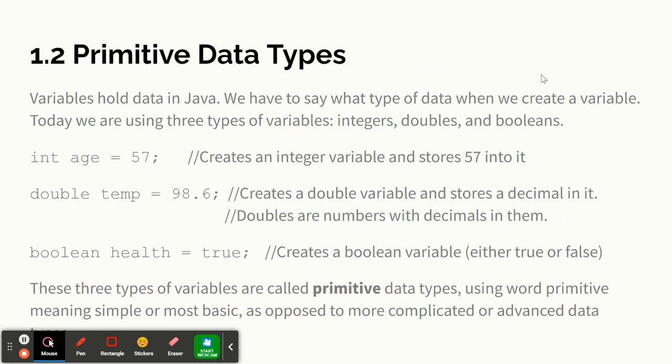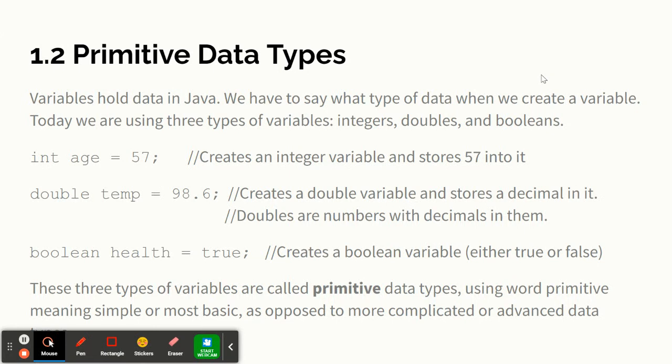We're going to talk about types of information that we're going to be working with in Java. So we're talking about primitive data types. So in programming, you have these things called variables. It's a little bit like algebra, where you have like x equals 7, that kind of thing. We'll do that sort of thing here.